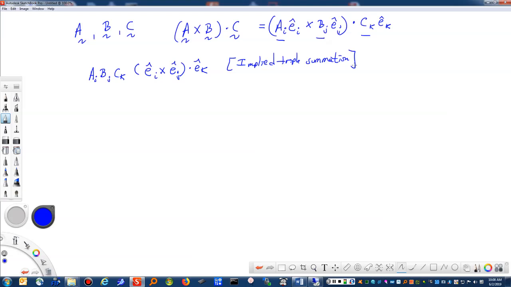I won't write that down all the time because once we get used to our index notation, we'll just know that whenever we have a repeated index, then we have a summation. Here we have 3 repeated indices, so we have 3 implied summations. All right, so what we have then is a_i, b_j, c_k, and now we have the permutation tensor, epsilon_ijk.